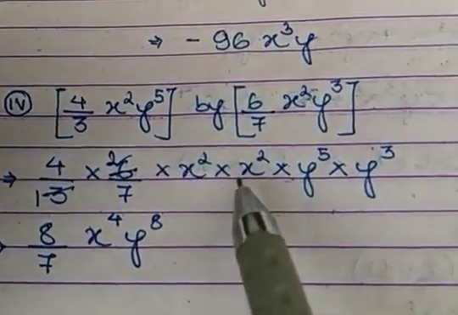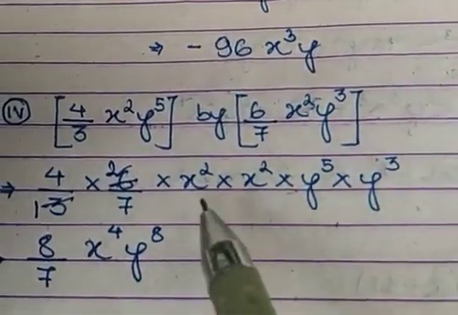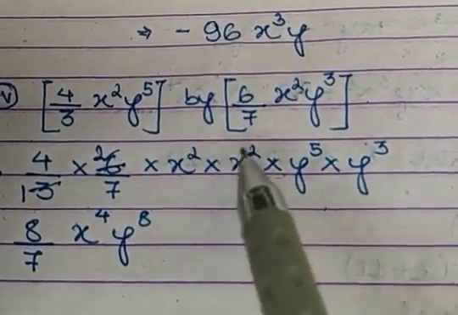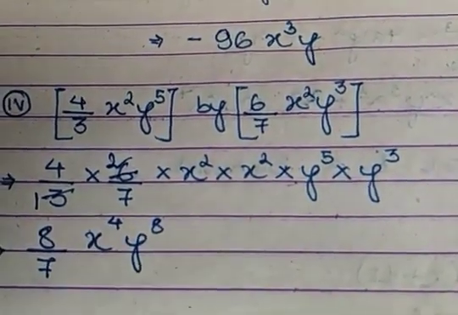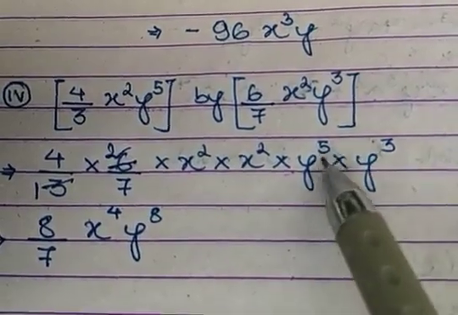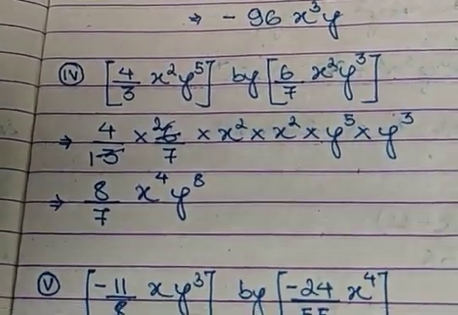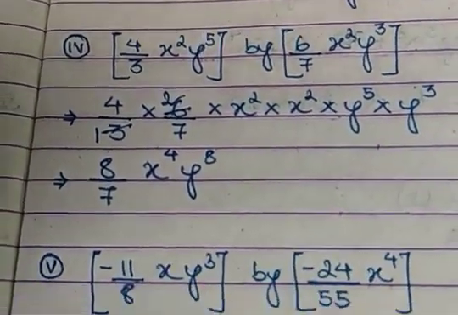7, 7. Now, as I said, for same variables, the powers will be added, isn't it? So x to the power 2, x to the power 2, 2 plus 2 is 4, so it is x to the power 4. Similarly for y to the power 5 and y to the power 3, 5 plus 3 is 8. In case of multiplication, the powers will be added for same variables. Remember that.